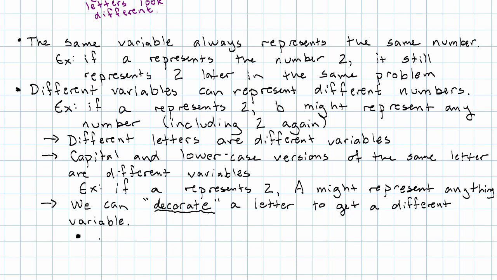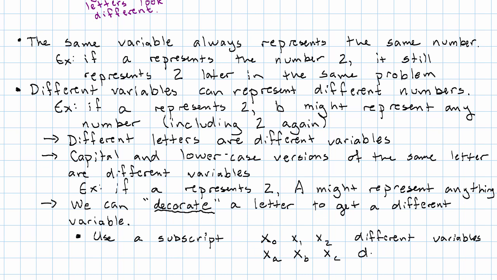We can use a subscript. So x with a subscript 0, x with a subscript 1, x with a subscript 2 are different variables. Or we could have x with a subscript A, x with a subscript B, x with a subscript C. We can even have whole words in the subscript if we want. Different variables.